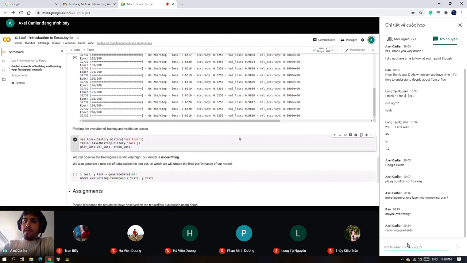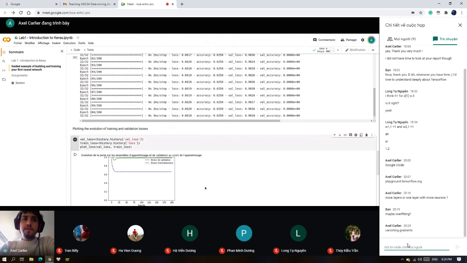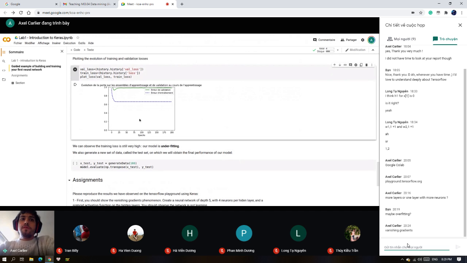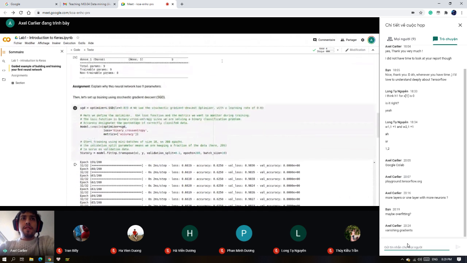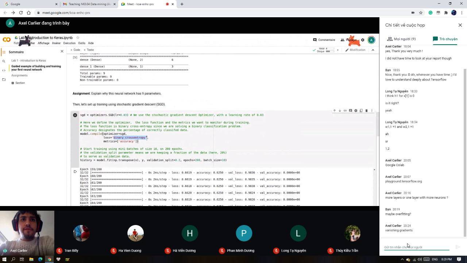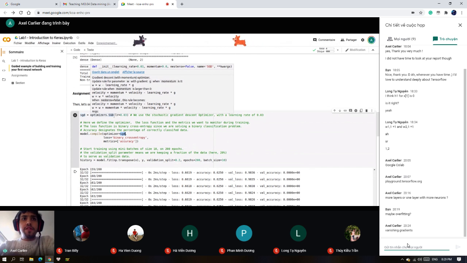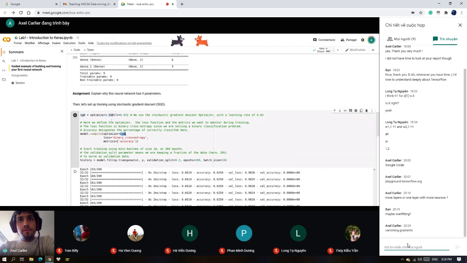So you can see the evolution of the loss, but it's not the loss. Remember, it's binary cross entropy. I have defined it here. I have defined my optimizer, which is gradient descent. In fact, it's stochastic gradient descent. I will explain it a little bit tomorrow, with the learning rate, which I chose as 0.03.